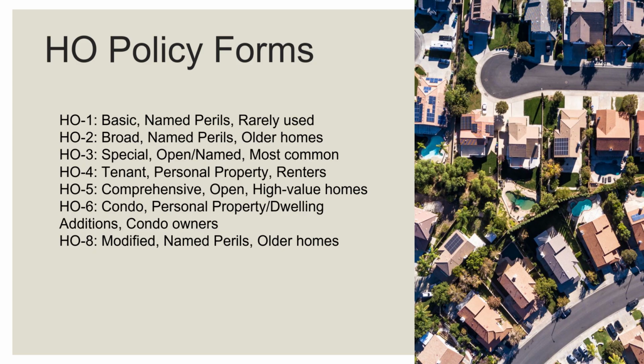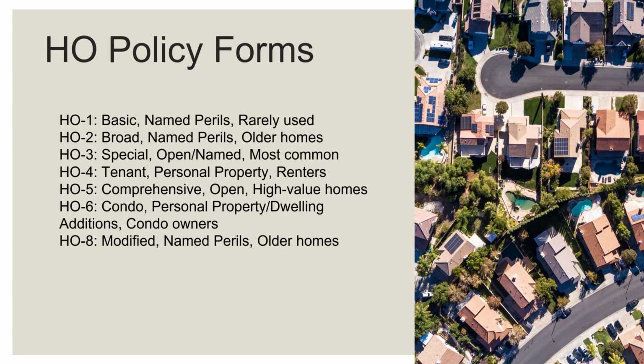HO4 renters policies cover tenants' personal property and liability. They do not insure the building since the landlord's policy does that. HO5 comprehensive policies offer the broadest protection, covering both the dwelling and personal property on an open perils basis and usually providing replacement costs for contents. Because of this, HO5 is popular for high value homes.